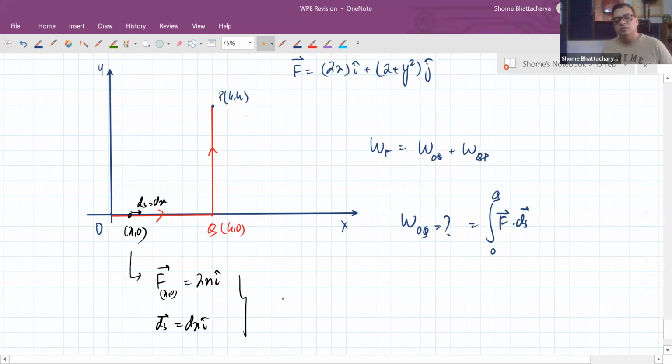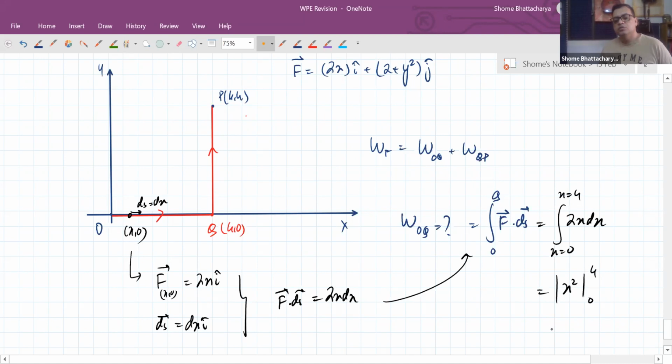So this work done will become 2x dx. Next we substitute this here, so this becomes the integral of 2x dx from x equal to 0 to x equal to 4. You can see that this becomes x square from 0 to 4, so this becomes 16 joules. So this is the work done from O to Q. Just make sure you understand this step here. Then we will calculate the work done from Q to P next.